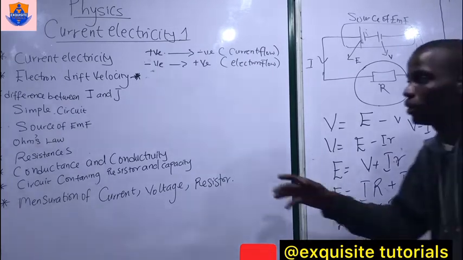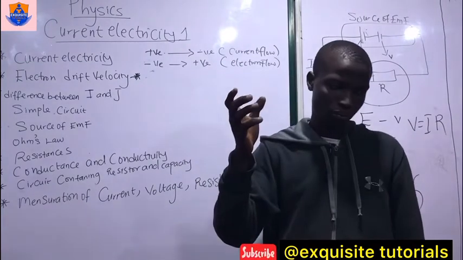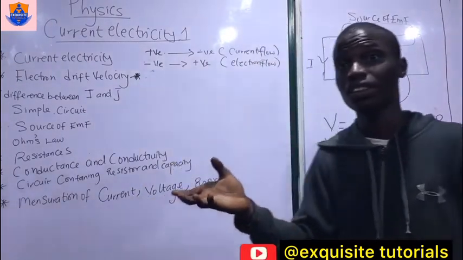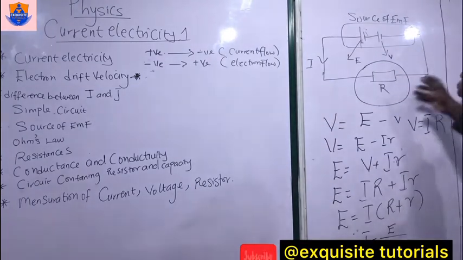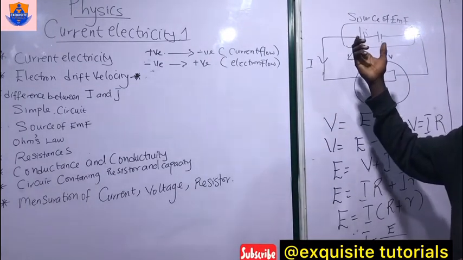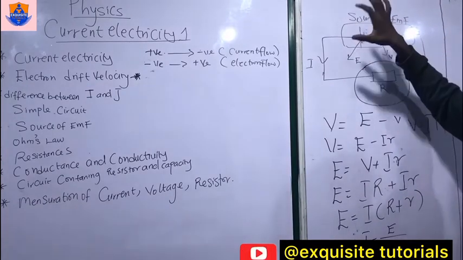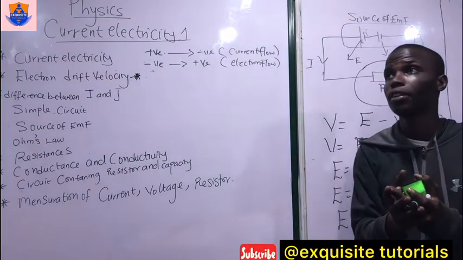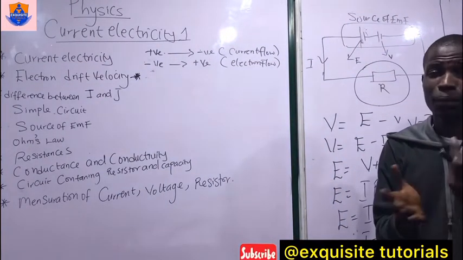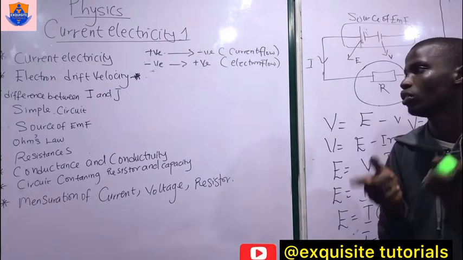Now the source of the EMF is the one that produces the current that flows through this circuit. It is usually this device here. It can be a battery, it can be a generator, it can be anything. It's what is just generating the current that flows through the circuit. That is called the source of the EMF.